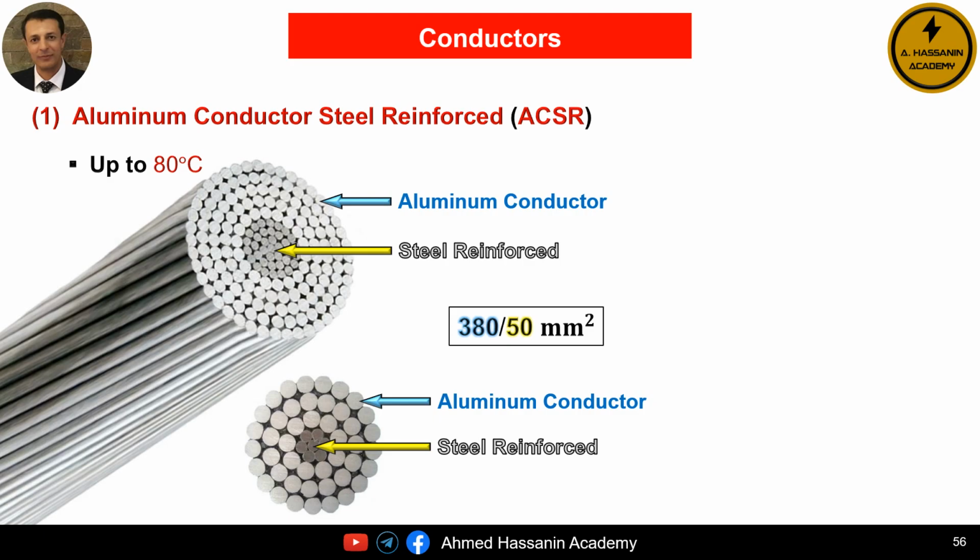That is why we often find the cross-sectional area of this type of conductor expressed as 2 numbers. For example, 350 square millimeters, which means that the cross-sectional area of the galvanized steel wires is 50 square millimeters, and the cross-sectional area of the aluminum wires is 380 square millimeters, and so on. Another important point is that aluminum conductor steel reinforced, ACSR, conductors can withstand temperatures up to 80 degrees Celsius only.